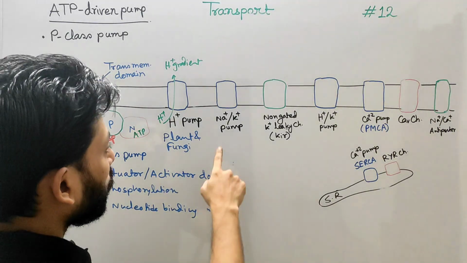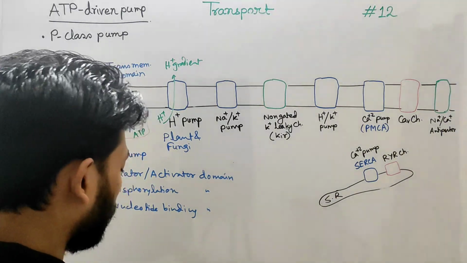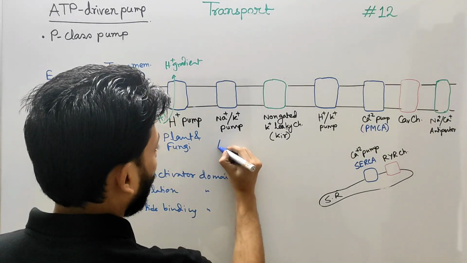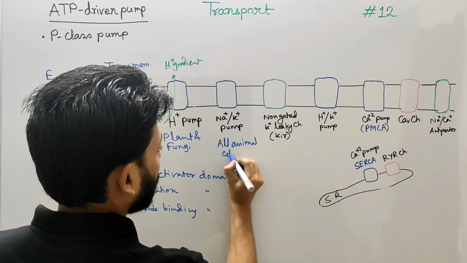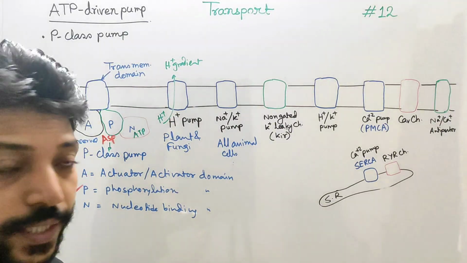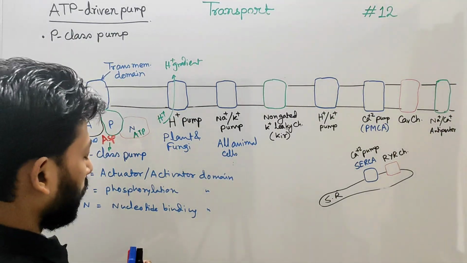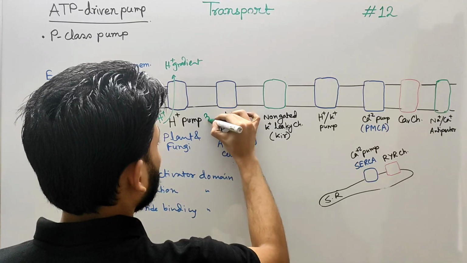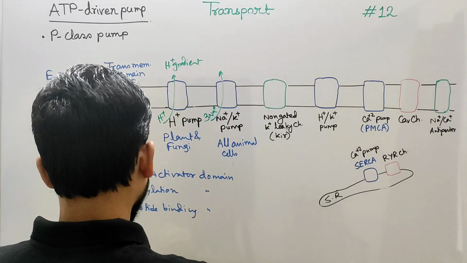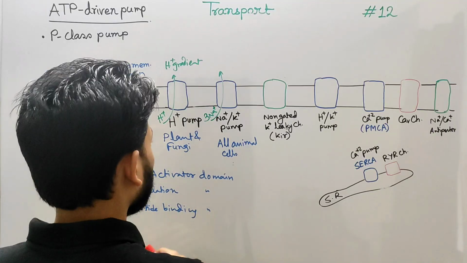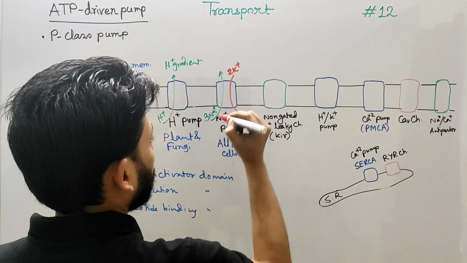Okay. Now this is called the sodium potassium pump. This is very important because all animal cells have this pump. In the plasma membrane of all animal cells there is the sodium potassium pump. What happens here? 3 sodium ions are pumped out of the cell and 2 potassium ions are imported, entering the cell.